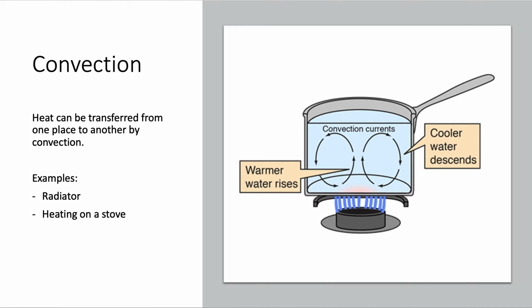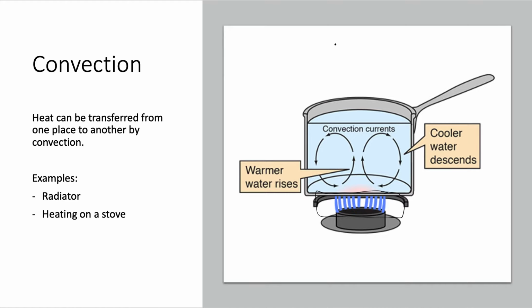Now on to convection. This is heat which is transferred from one place to another by convection, and some examples include a radiator and heating on a stove. Over here I've got an example of convection currents. We have the flame over here, the stove, and convection currents happen when warmer air or warmer water rises and cooler water descends. So over here I've got an example with a pan and we've got water in it and we're heating the water.